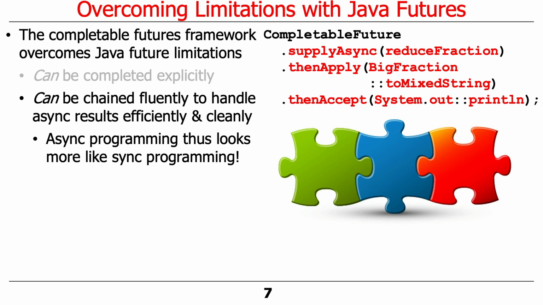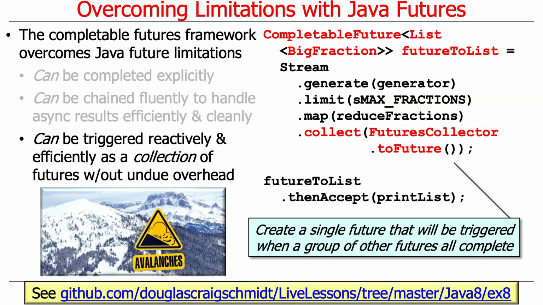And that gets around that callback hell problem we talked about that was a limitation with simpler models of asynchronous programming with futures. Something else you can do with completable futures that you can't really do with traditional futures is you can have them triggered reactively and efficiently as a collection without undue overhead and undue complexity of programming. And we'll take a look at an example that does this.